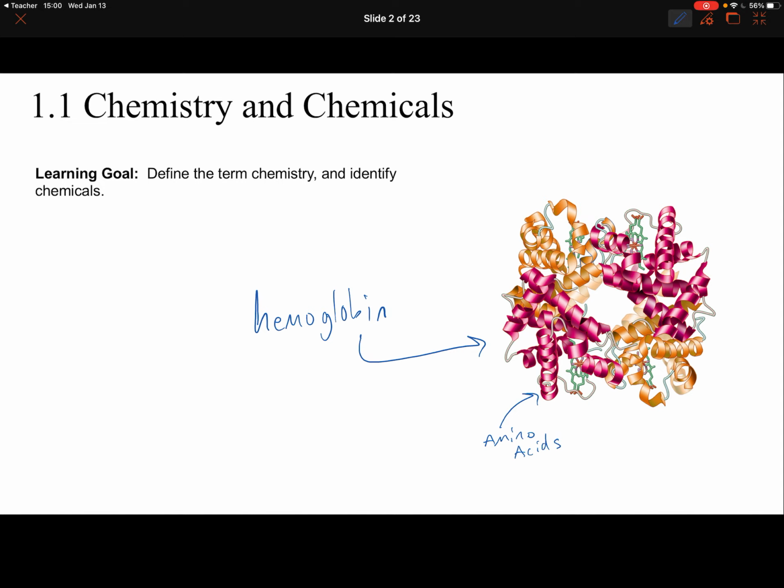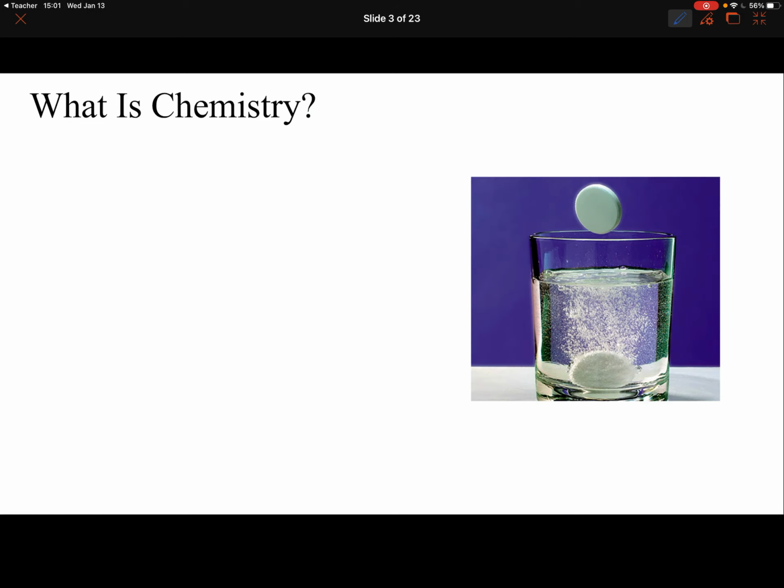The amino acids themselves are made of atoms, which we could call chemicals. Yeah, atoms are also chemicals. And it transports oxygen and carbon dioxide, both chemicals. So one of the things you should take away from just this first slide is that everything depicted or talked about here so far is a chemical.